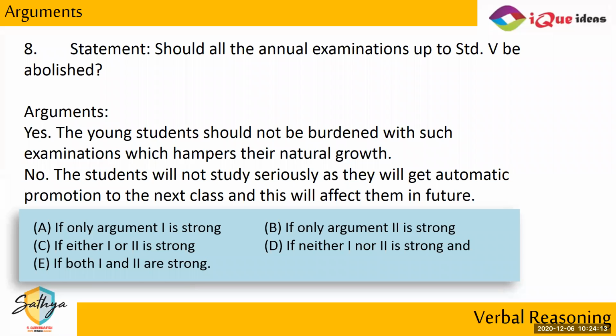If there was no exam fear, most students will not even study the subject. क्या पढ़ के क्या करना है, right? So both these conditions can simultaneously exist, right? In some students, natural growth is hampered because of the exams, but in other students, at the same time, seriousness is seen lacking. So both of them are individually strong and both can coexist at the same time, and hence both the options are strong.